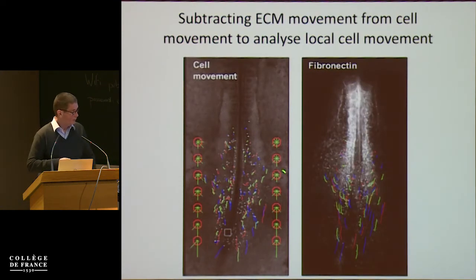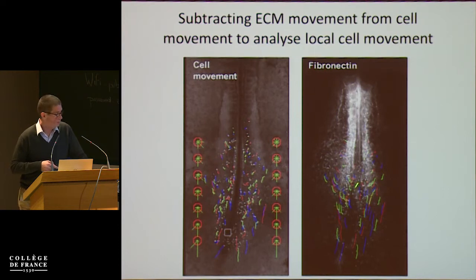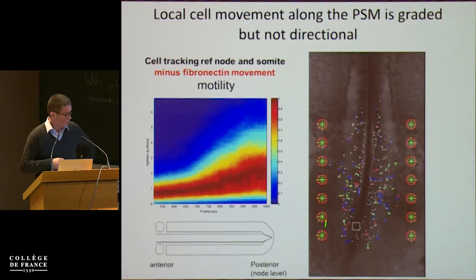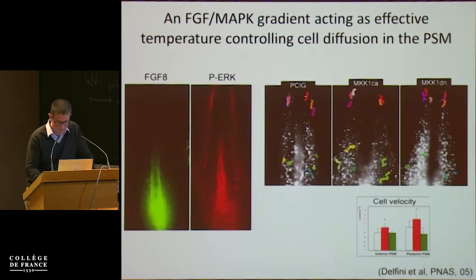But in fact, what we did next was to also measure the displacement of fibronectin, which was labeled with an antibody. And so we compared the tracks of the labeled fibronectin to the tracks of the cells, and subtracted the tracks of the fibronectin, which in fact reflects the deformation of the tissue, from the tracks of the cells. And then what we found is that we still have a gradient of motility across the tissue, but we completely lose the directionality component. Meaning that, in fact, in this tissue, if we look at the movement of the cells, what we have is a gradient of random cell motility, which would be akin to cell diffusion.